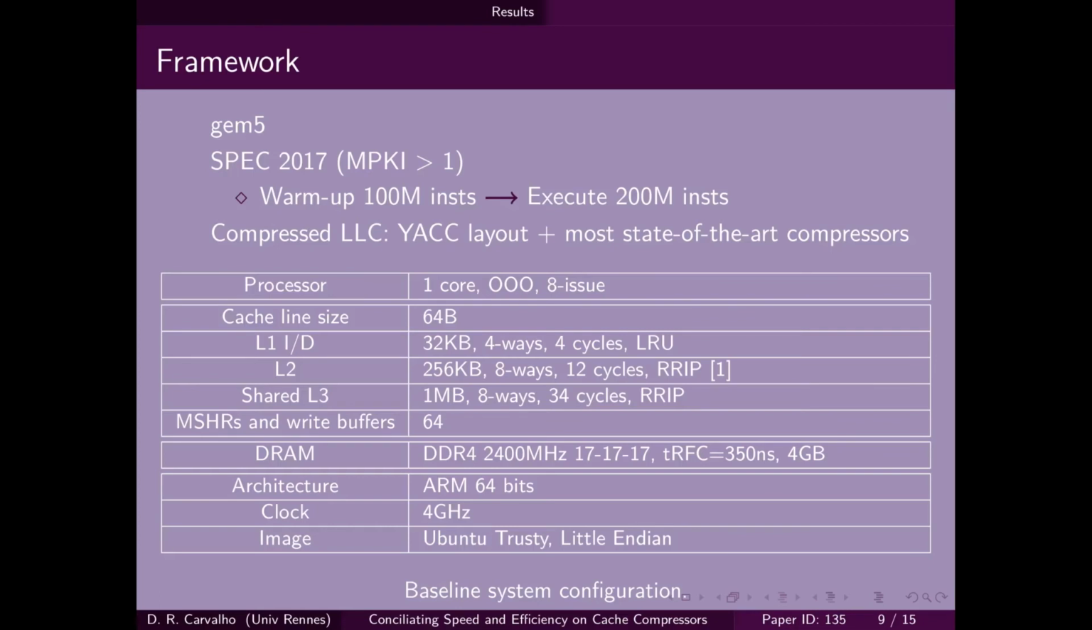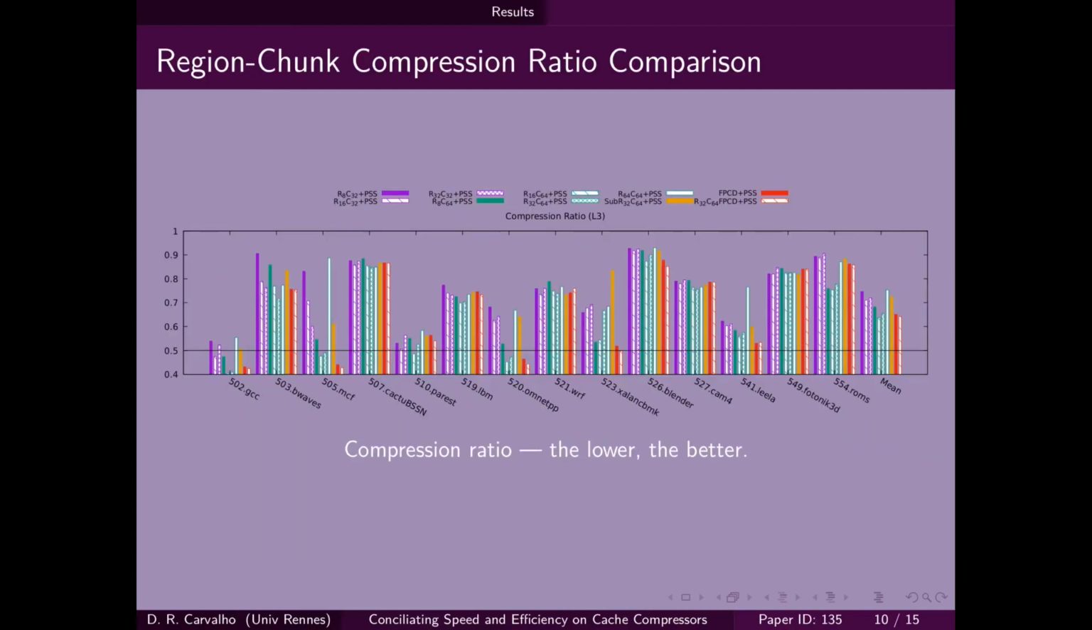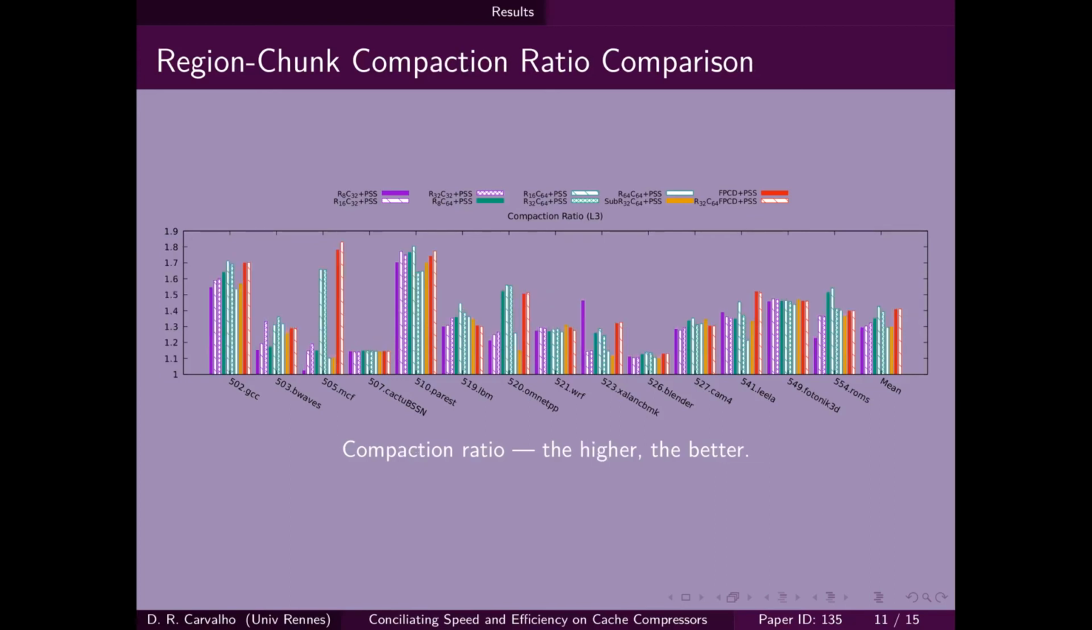Our compressed LLC was composed of a YAC layout, and we tried most state-of-the-art compressors. For the compression ratio results, you're going to see that the R16C64 and R32C64, that is region chunk compressors that had 16-bit regions and 32-bit regions and 64-bit chunks, provide best results, comparable to the best state-of-the-art compressor, which in our case was FPCD empirically. And we see similar results in compaction ratio.